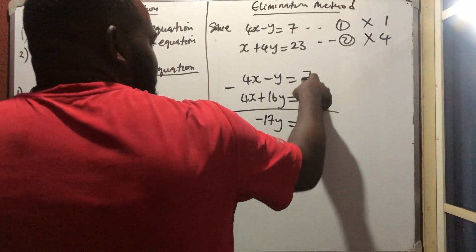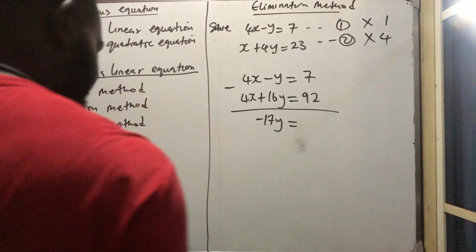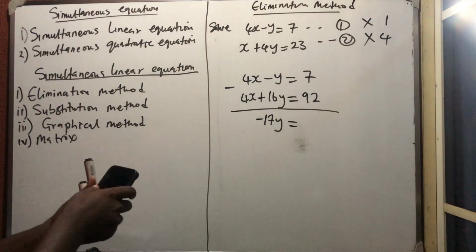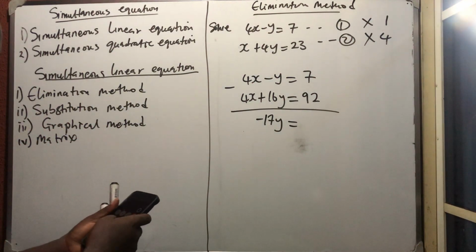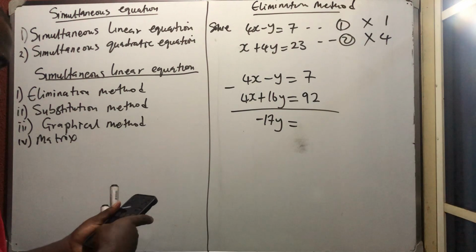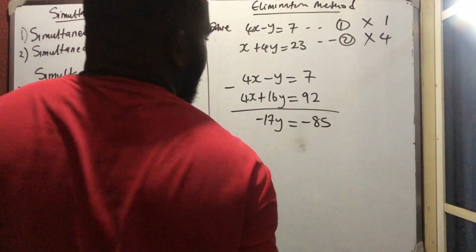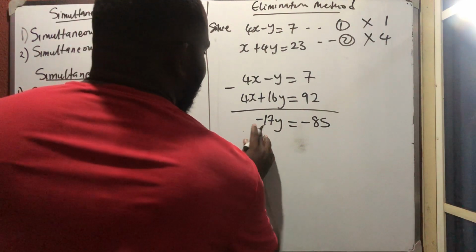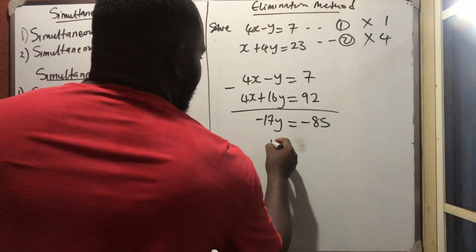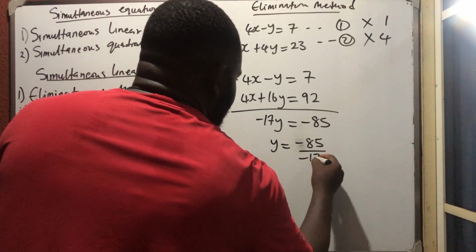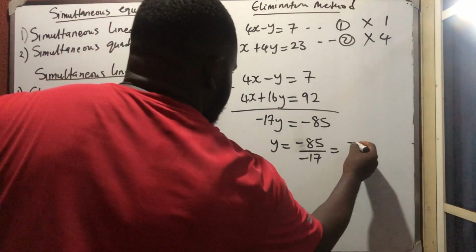So 7 minus 92. I think I'm having 85. 92 minus 7. Okay, 85. So I'm having minus 85. Okay. Now divide everybody by minus 17 so that we can get y. Y will now be equal to what? Minus 85 divided by minus 17, which will give you 5.